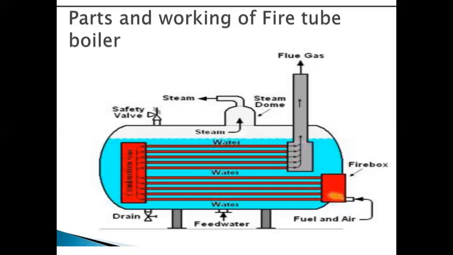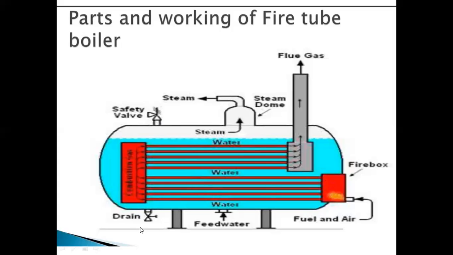Here is the safety valve. For example, the operating capacity of this boiler is 6 bar. But the steam is developed with a pressure of 7 bar. That means its pressure exceeds the designed pressure, so it is a danger. To avoid that, the steam is allowed to escape through this safety valve so that the pressure is reduced.